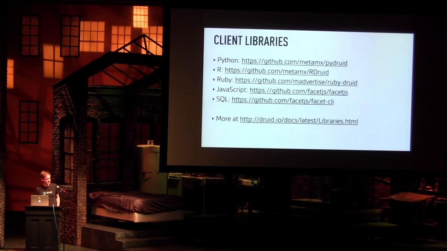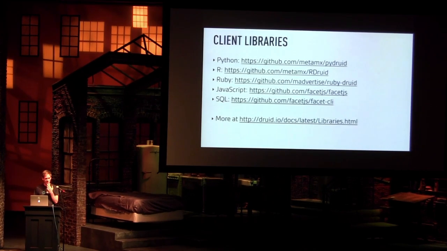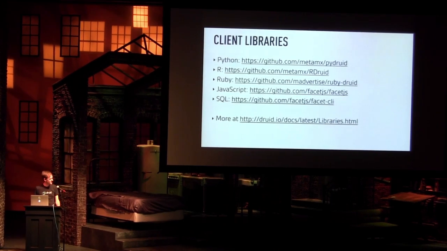There's a few client libraries. Like I said, the API is JSON over HTTP. But if you want to use a client library rather than just making JSON calls yourself, there's one for Python and R that are pretty popular. There's also one for Ruby. There's a JavaScript one that we actually use at MetaMarkets to build MetaMarkets products. And there's a SQL command line if SQL's your thing. There's more clients for more languages at that link up there.